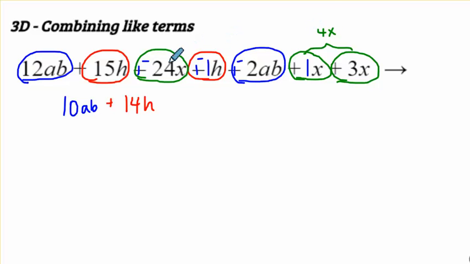Signs again are different, so we find the difference. We would subtract and get 20x, and it would be negative because the 24x would win the battle. And so that would be your final third term of this answer.